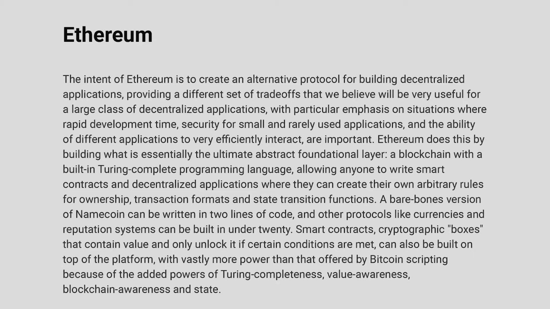A bare-bones version of Namecoin can be written in 2 lines of code, and other protocols like currencies and reputation systems can be built in under 20. Smart contracts, cryptographic boxes that contain value and only unlock it if certain conditions are met, can also be built on top of the platform with vastly more power than that offered by Bitcoin scripting, because of the added powers of Turing completeness, value awareness, blockchain awareness, and state.